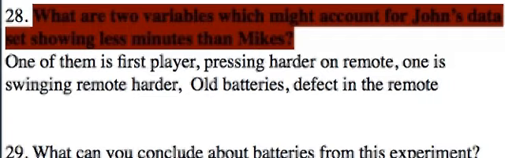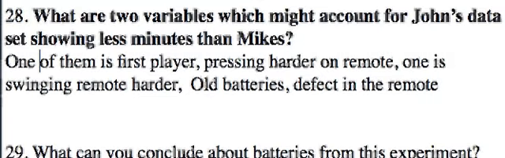Well, I've written a couple of answers here for you, and by no means is this all the answers that there could be. But think about this. Maybe one of them is first player, and when you're first player in a video game, a lot of times you set up everything, so you would be using the remote more. Maybe John presses harder than Mike on the remote, or he's swinging the remote a lot more around, which might take more batteries. Quite possibly, the batteries could have been a little bit older.